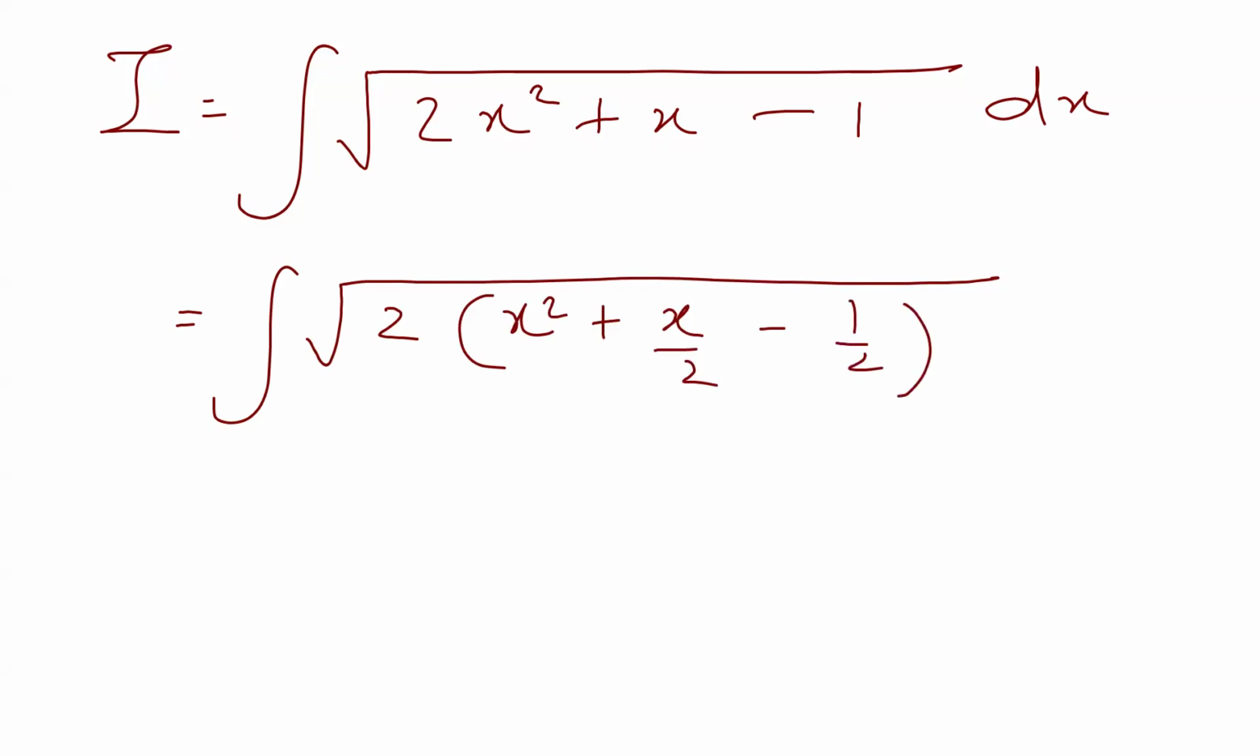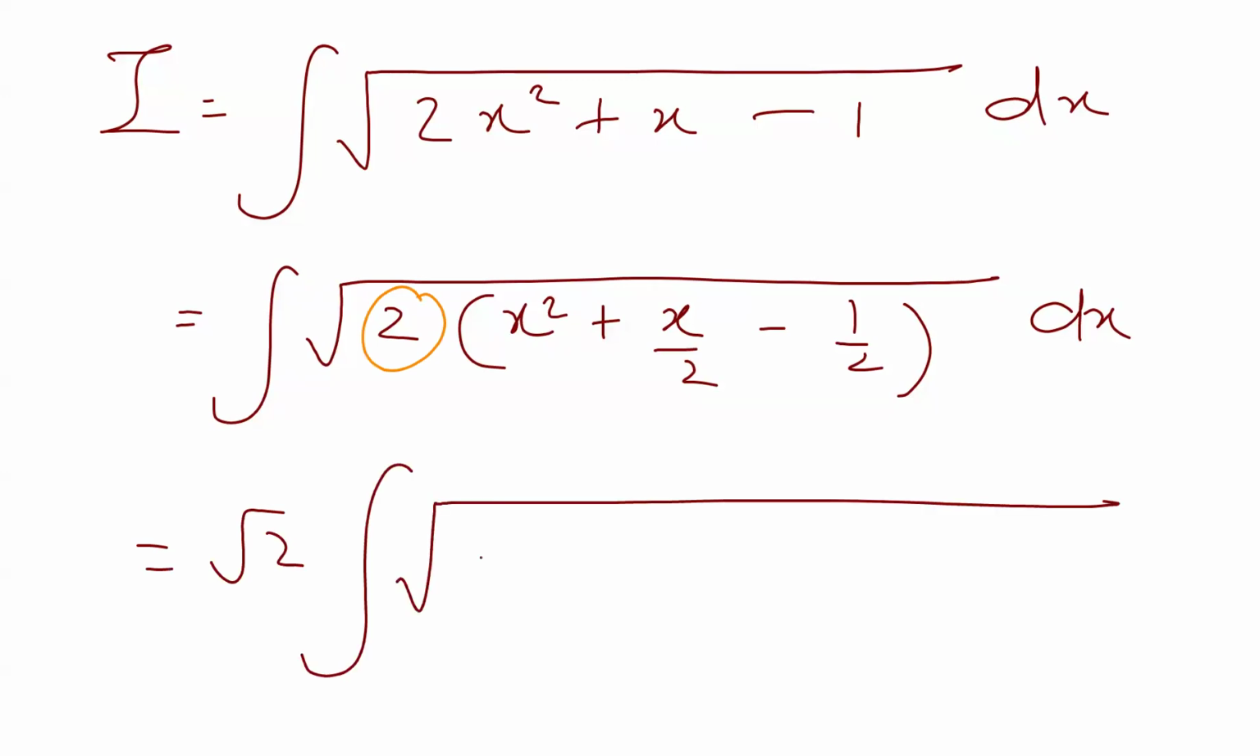Okay. Take 2 common. So when we take 2 common, the x term does not have 2, so upon 2 I have written. 1 does not have 2, so upon 2 I have written. Now you can take this 2 and separate it from the rest of the terms so that root 2 will go outside. And this will be x square plus x by 2 minus 1 by 2 dx.